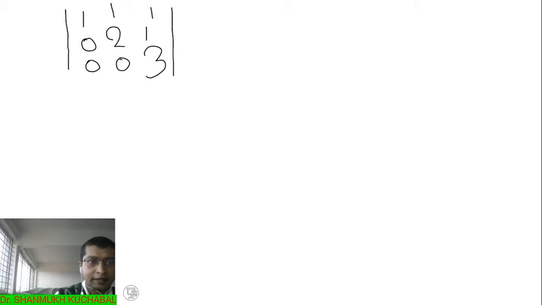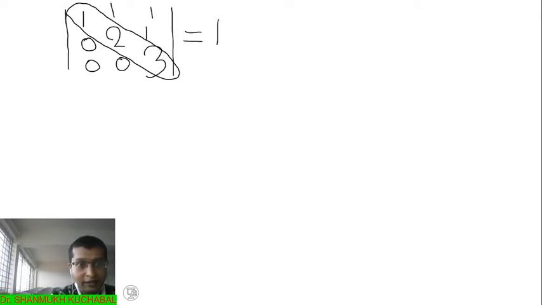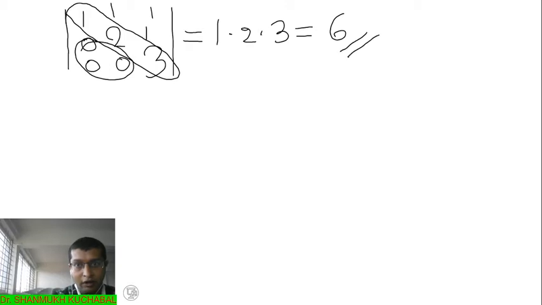Suppose we have a determinant with diagonal elements: 1 2 3, 1 1 1, 0 0 0. The property is, in a determinant, this is called the diagonal element. If below the diagonal element, or above the diagonal element, or both are 0, then the value of the determinant is the multiplication of the diagonal elements, that is 1 into 2 into 3, that is equal to 6. Below the diagonal element all are 0, therefore the value of the determinant is the diagonal element multiplication.